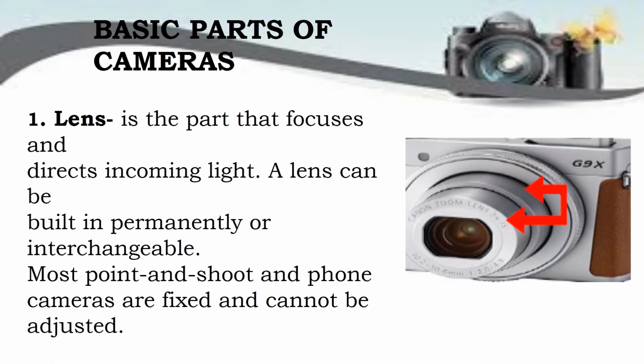So, basic parts of cameras. So, number 1, lens. So, ito po yung lens niya, nakaturo dito sa nakaturo ng pula, yung arrow na pula. Lens is the part that focuses and directs incoming light. A lens can be built in permanently or interchangeable. Most point and shoot and phone cameras are fixed and cannot be adjusted.